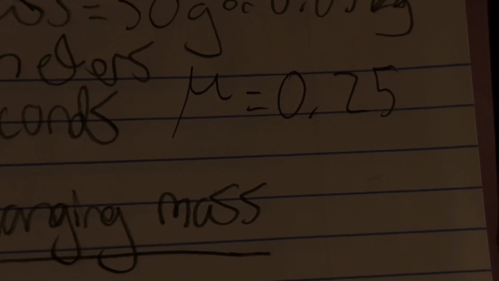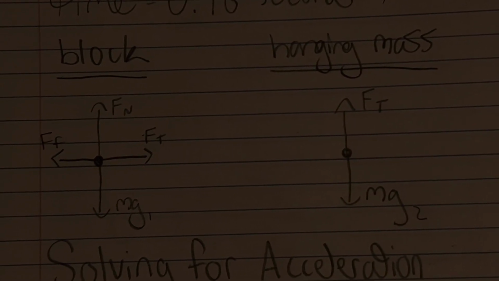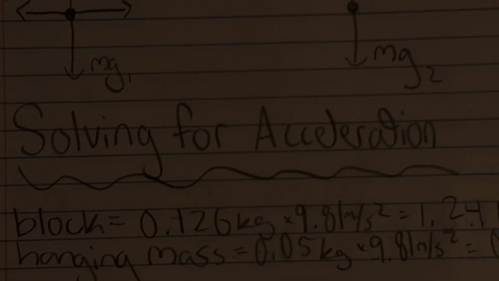And the coefficient of friction for the system was 0.25, which we found using the typical coefficient of friction for felt on plastic. And those are the free body diagrams for the block and the hanging mass. As you can see, the normal force and the weight of the block cancel out, and the two forces of tension also cancel out. And ultimately, we're solving for acceleration.